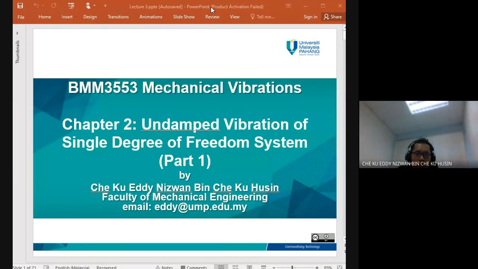So today we go for the second chapter. In the first chapter we looked at the basic components of vibration, what the elements of vibration are, how to define the equivalents for the spring stiffness, the damping, and the mass, and then how we define the degrees of freedom. That's for the first chapter. Now, the second chapter, we look at how we analyze the vibration system.